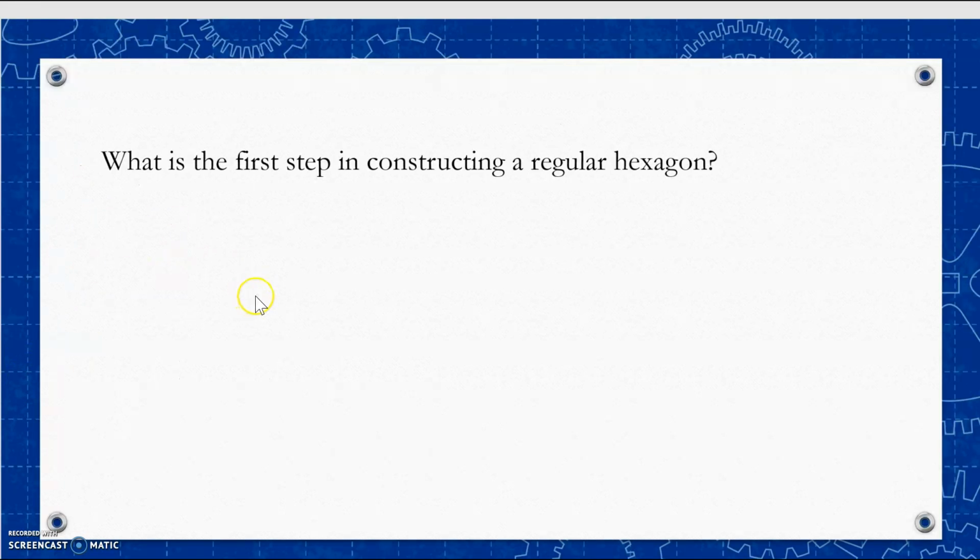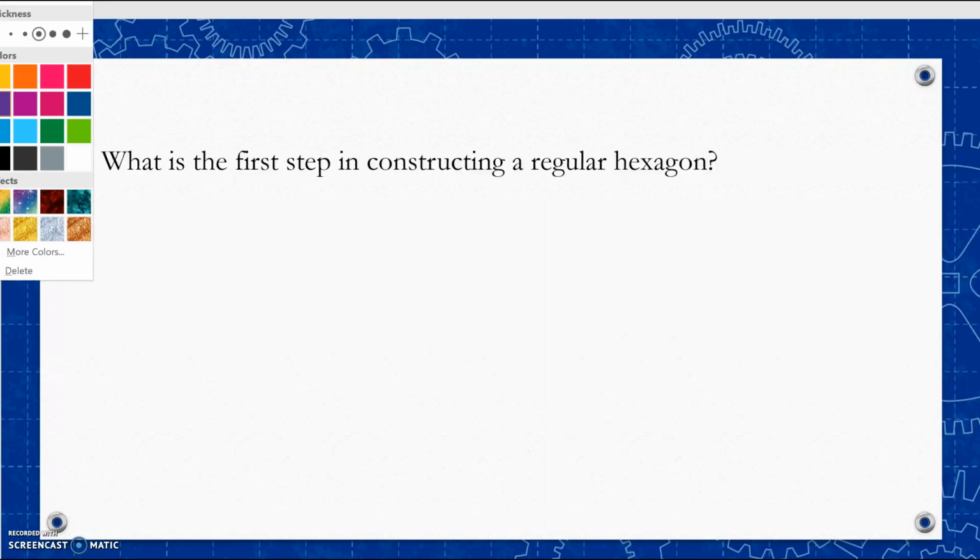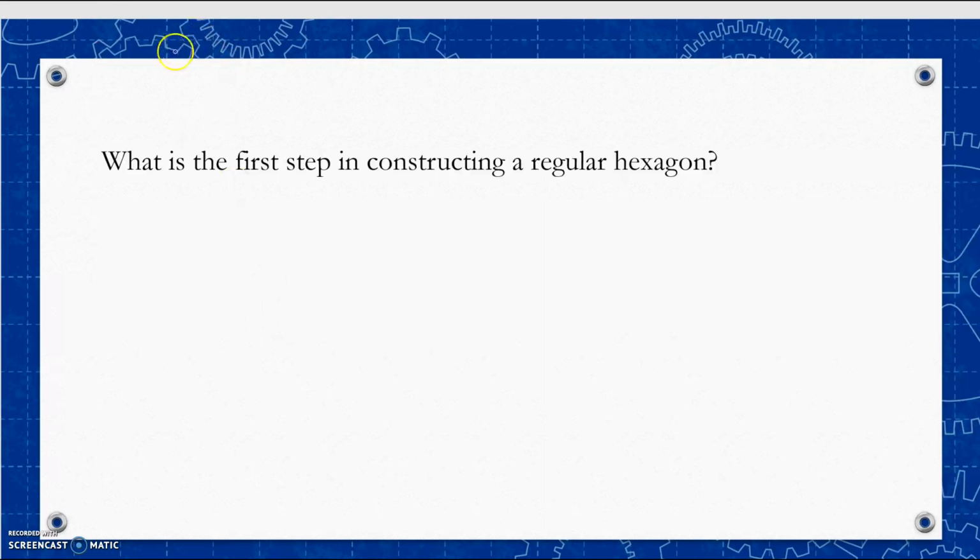All right, what is the first step in constructing a regular hexagon? Use your straight edge to draw a line. A line and label point A.